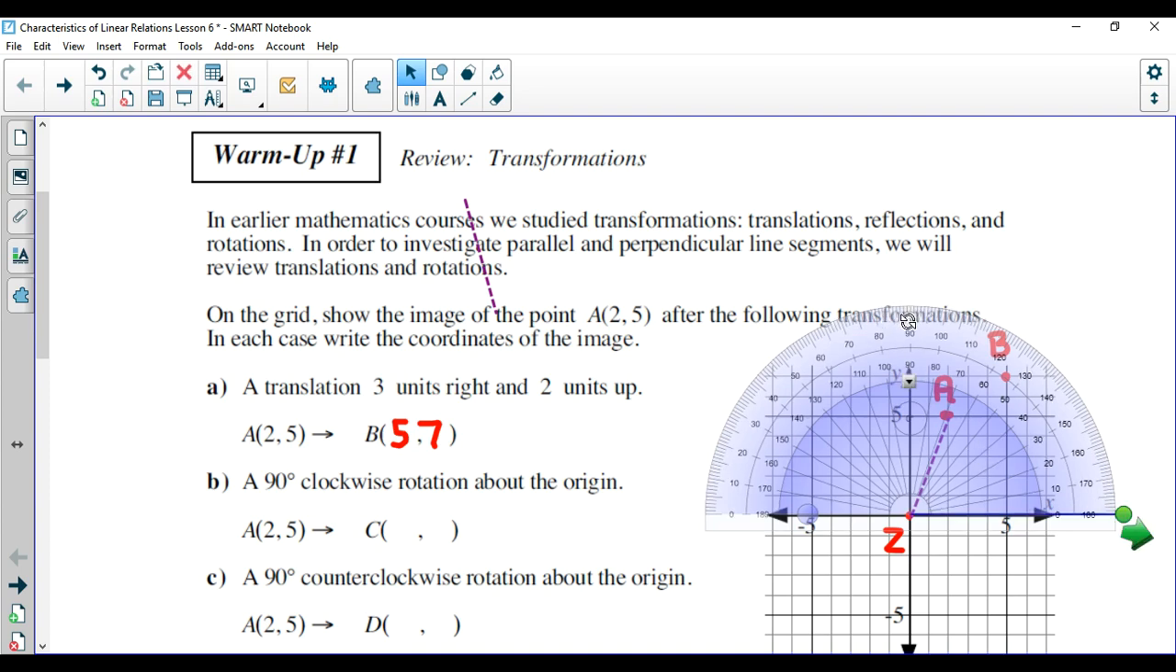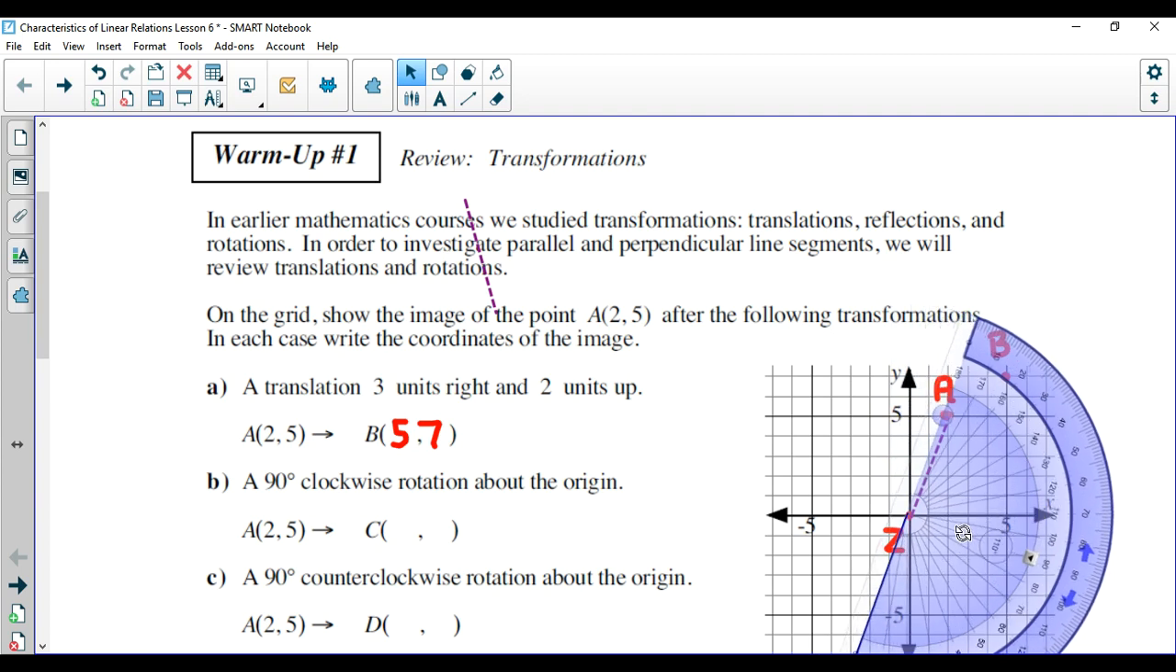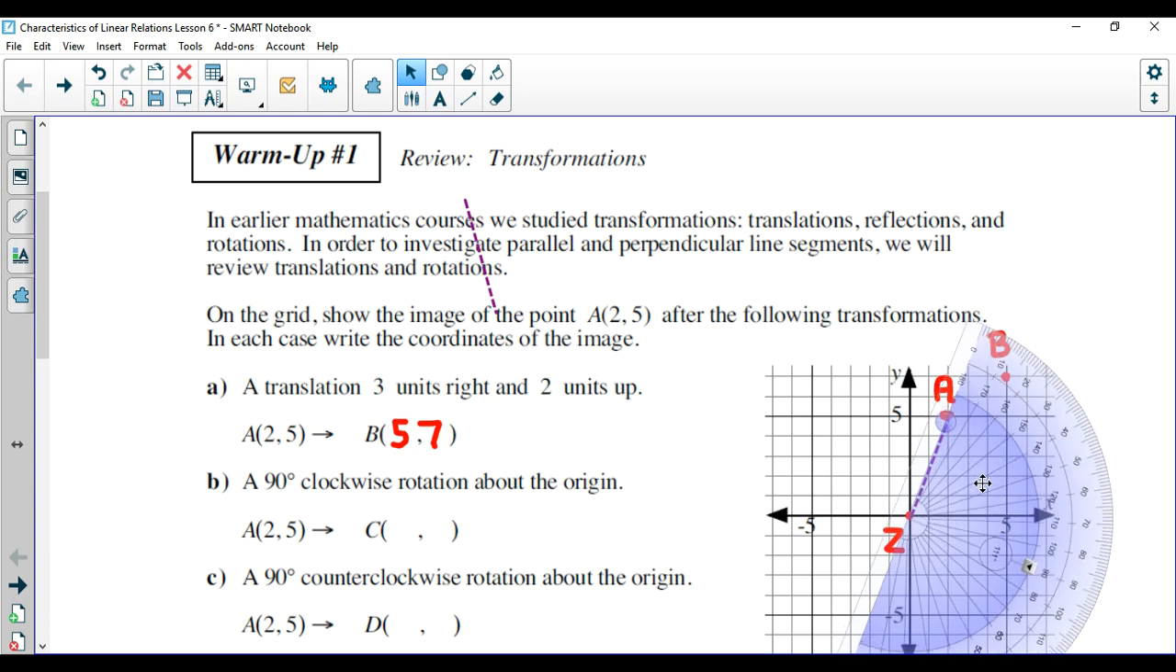Then I'm going to take the protractor and rotate it in a way so the base of the protractor lines up with that line that connects the center of rotation to the point I'm interested in. Okay, so I now have my protractor lined up. The center of the protractor is the center of rotation, and I have the base of the protractor lined up with this line that connects the center of rotation to the point that I'm going to rotate.